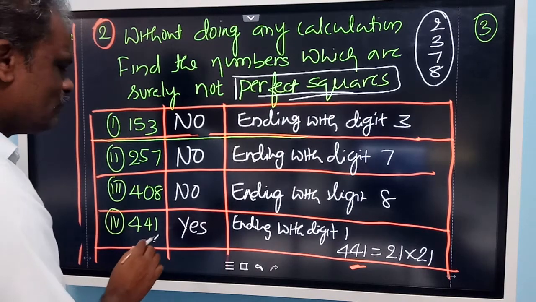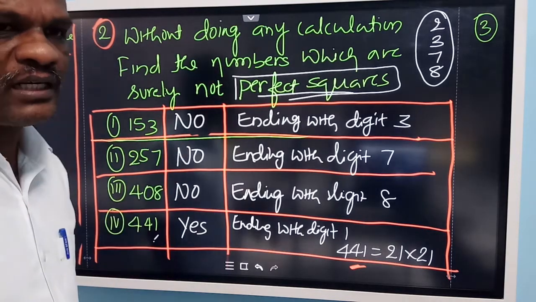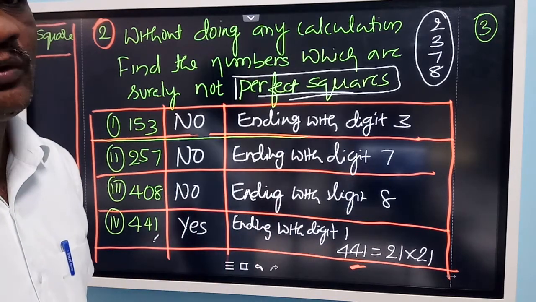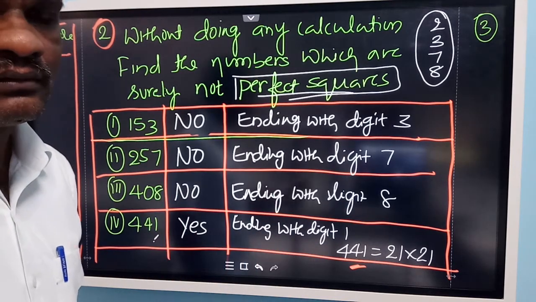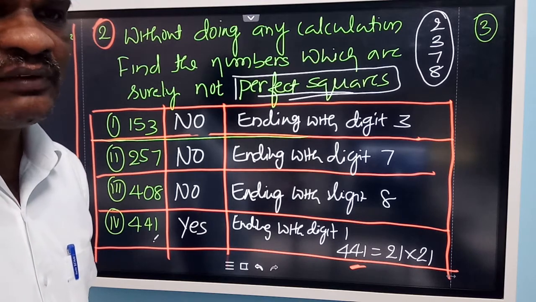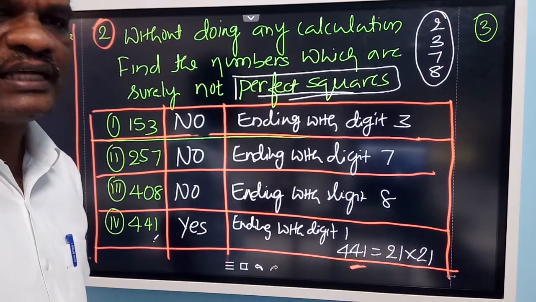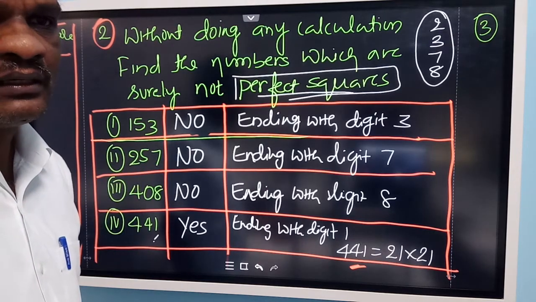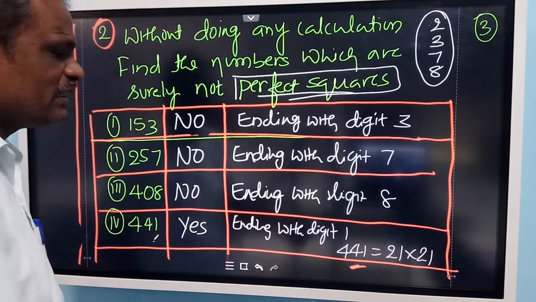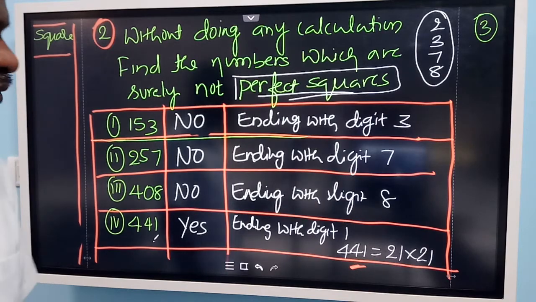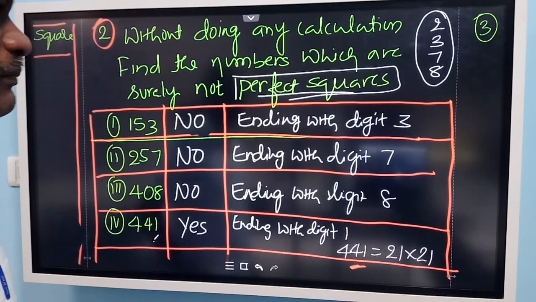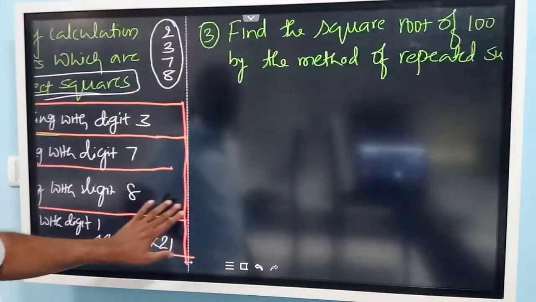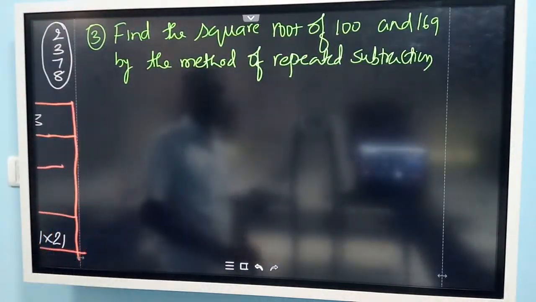So here is a chance because, ending with digit 1, it can be a perfect square number. Ending with digit 1 alone cannot make it a perfect square. 11, 21, 31, ending with 1, are not perfect square numbers. But it can be a perfect square number. So you have to verify that 21 into 21 gives you 441, therefore it is a square number. Is it clear to all of you? Yes, sir.